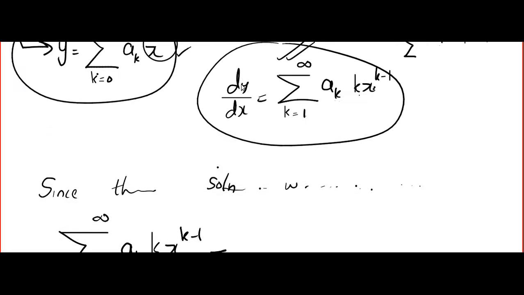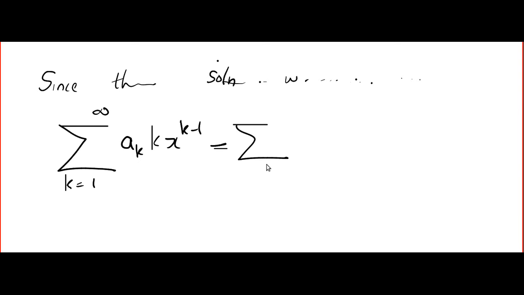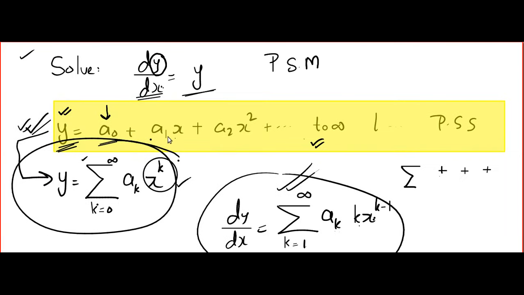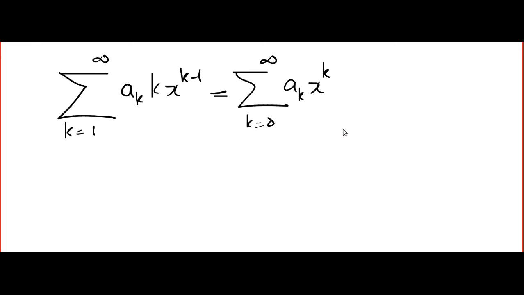So I'll get sigma k equal to 1 to infinity a_k k x^(k-1) is equal to, now the right side of the equation is y and y is this. So sigma k equal to 0 to infinity a_k x^k. Okay, now don't forget our aim. Our aim is to find a0, a1, a2, a3, a4, a5 up to infinity. Okay, so that's the next thing to do.